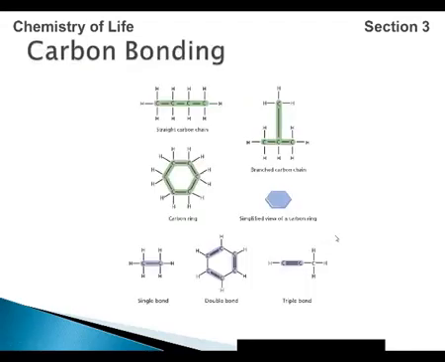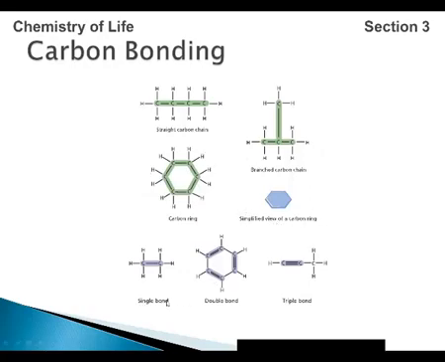Carbon bonding. So the picture right here shows some of the different ways in which carbon bonds. In this instance, we've got a straight carbon chain right here. We've got 4 atoms of carbon bonded to hydrogen. We've got branched carbon chains. Again, all of these are combined with hydrogen. We've got carbon rings, all attached to hydrogen. And right here's a simplified view of a carbon ring.